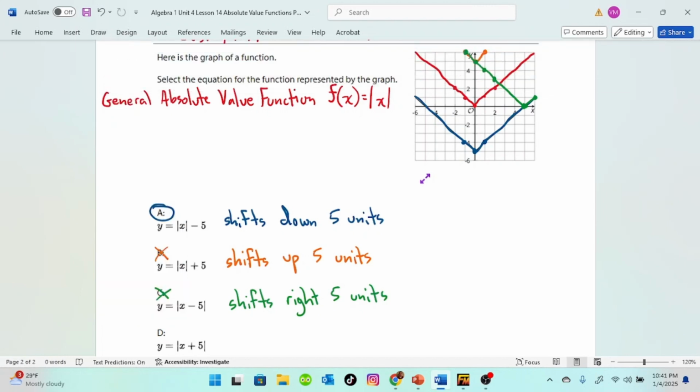And then the last one is D. Let's try -6 for x. -6 plus 5 is -1, and the absolute value of -1 is 1. If x was -5, then -5 plus 5 is 0, and the absolute value of 0 is 0. If x were -4, then -4 plus 5 is 1, and the absolute value of 1 is 1.